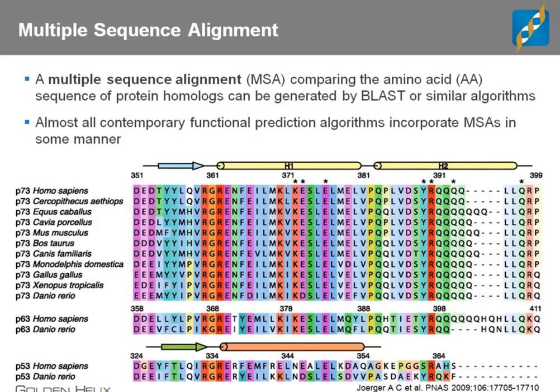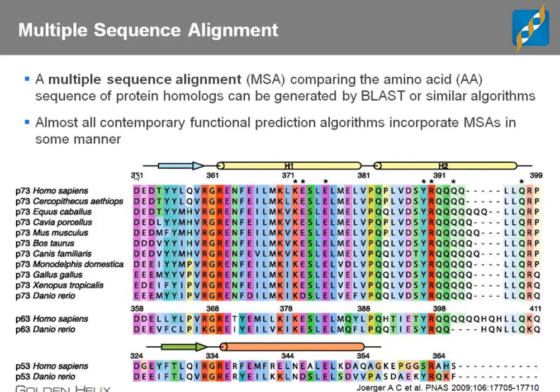And we do this by utilizing what's called a multiple sequence alignment, or MSA. And we'll be talking a lot about MSAs as we go along today. But you can generate an MSA using BLAST or a few other similar algorithms that exist. BLAST is by far the most common. And all of the functional prediction algorithms we'll look at today incorporate MSAs, and almost all of the contemporary algorithms that are out there do the same.